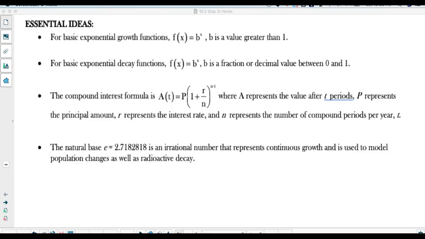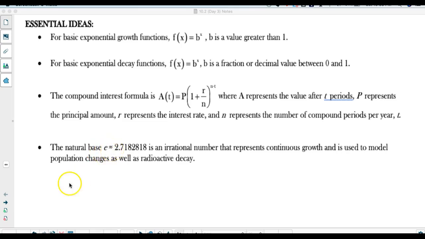Okay, good morning. We're just about done here with section 10.2, day 3. A couple days ago we talked about basic exponential growth and decay functions in these forms here. Thursday we talked about compounded interest, where n is the number of times compounded per year and t is typically in years. And today we're going to talk about the natural base, what's called e.